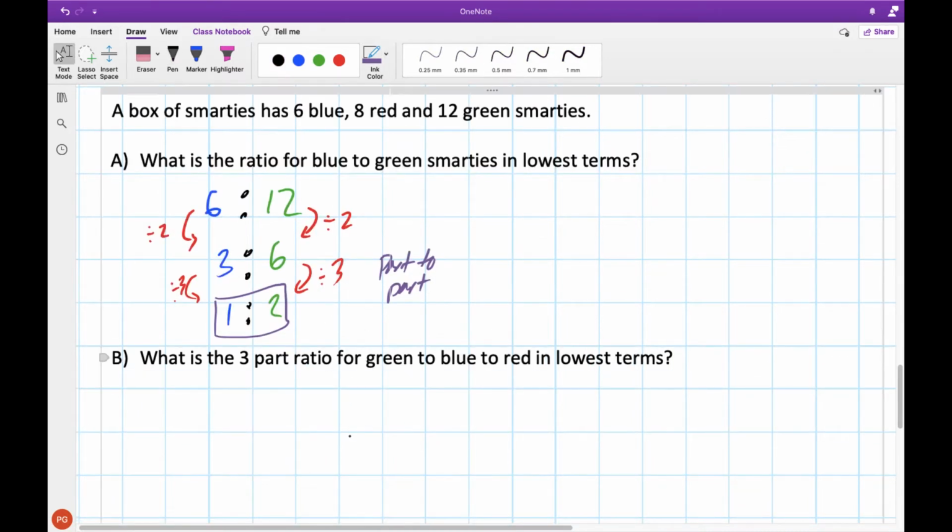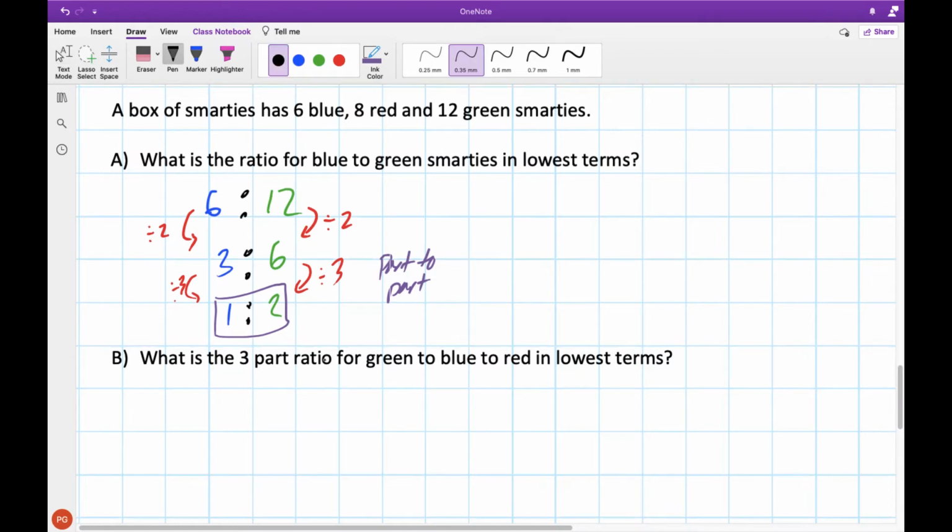This next question wants us to write the 3-part ratio for green to blue to red Smarties in lowest terms. Now a 3-part ratio is exactly what it sounds like. There are 3 parts. We've got 12 green, 6 blue, and 8 red Smarties. And this is how we would write it, with this colon or the 2 dots between each of them. If we want to reduce this, we need to find a number that we can divide all of these by. Notice all of them are even, which means we can divide all of them by 2.